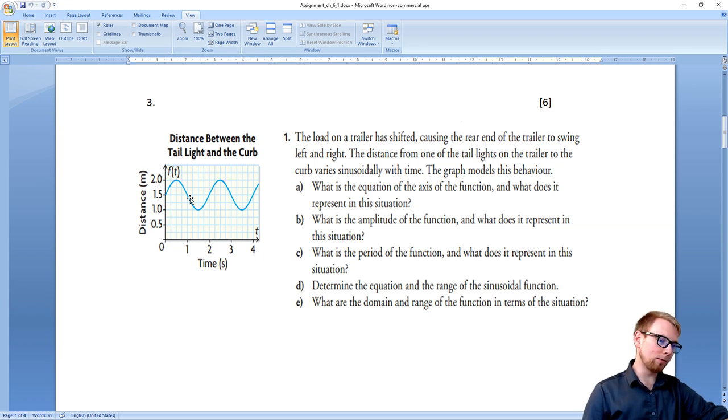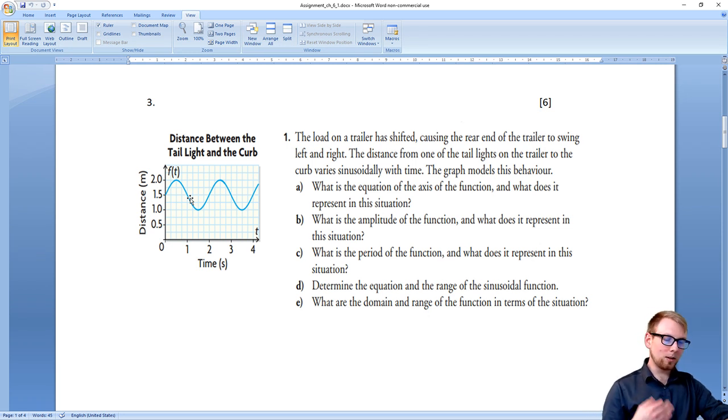Amplitude is not 1.5. Remember, the amplitude is like the distance from the axis to the highest point, and the distance to the lowest point. So if the center, no, from the center is 1, so 1.5 is the center. The height is 2, and the lowest point is 1. So what's the distance between 1.5 and 2?